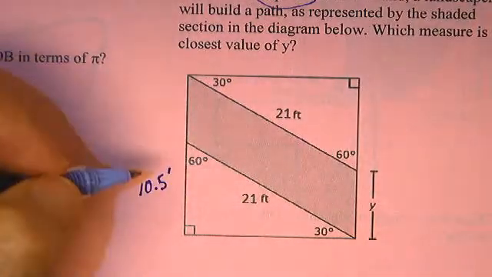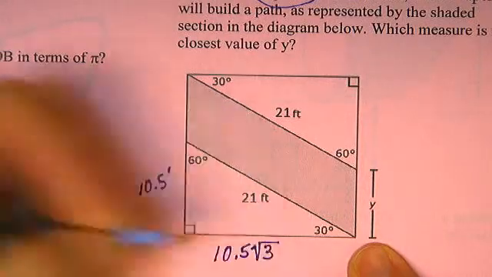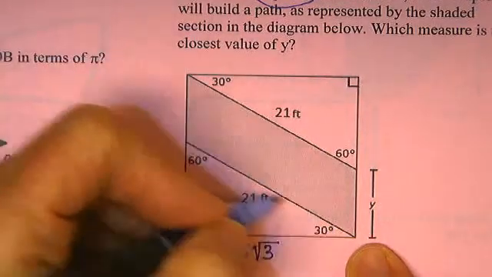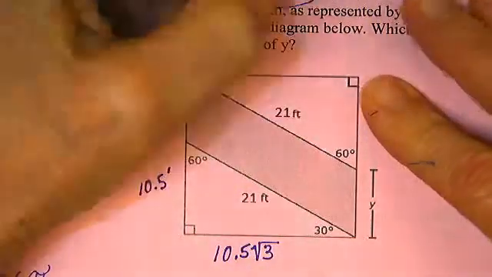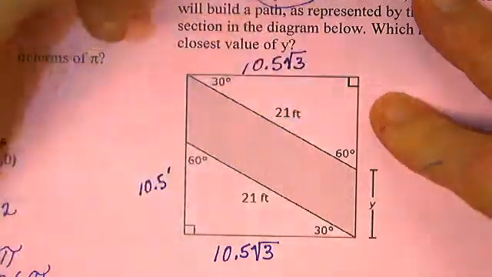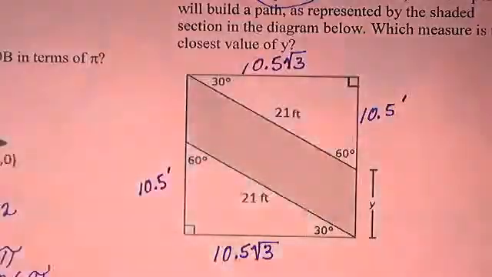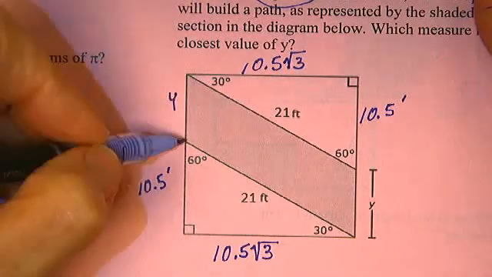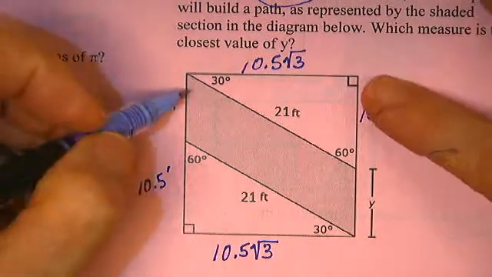Now, a 30-60 right triangle means that this long side is 10.5 times the square root of 3, right? X, 2x, x times the square root of 3. We have that here. We also have that here. And if this is 21, this is 10.5 feet. Well, what do we know? We know that 10.5 plus y is equal to 10.5 times the square root of 3, which has to be my side length.